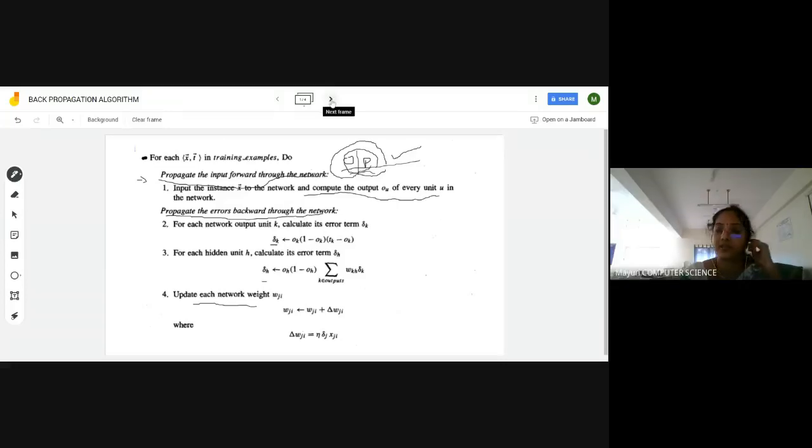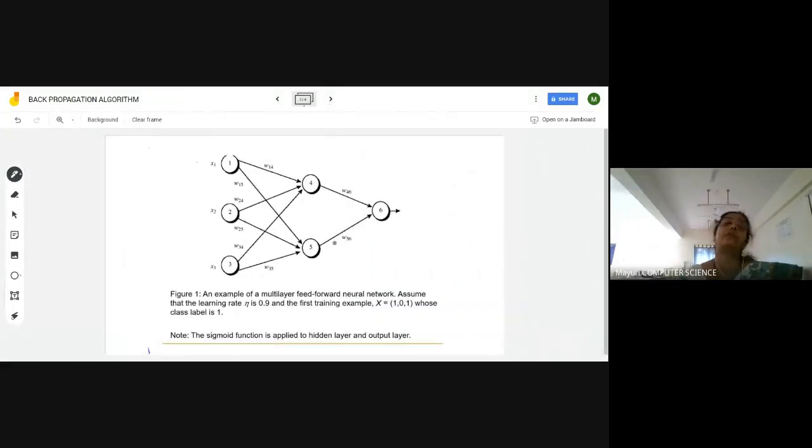Yes. Let me go to the next frame. Just look at this. This is the problem which I have taken for you. How many neurons are there in the input layer? 3 neurons, right? I have 3 units in the input layer. I have 2 units in my hidden layer, and I have 1 unit at the output layer. So I have only one hidden layer. You can look at that.